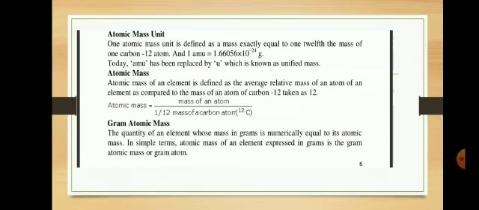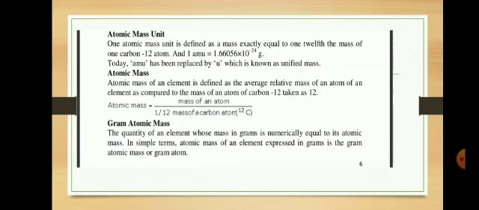Atomic mass. Atomic mass of an element is defined as the average relative mass of an atom of an element as compared to the mass of an atom of carbon-12, taken as 12. Atomic mass is equal to the mass of an atom divided by 1/12 the mass of a carbon atom.